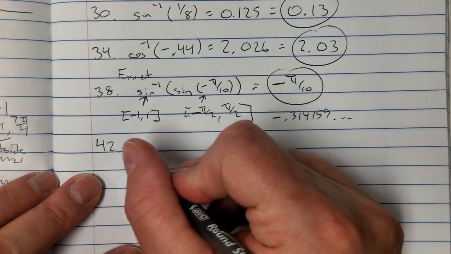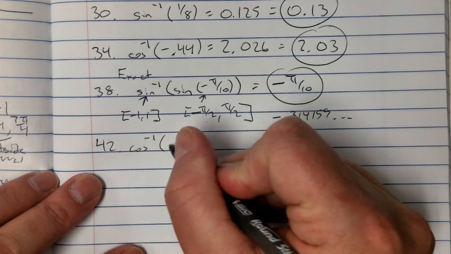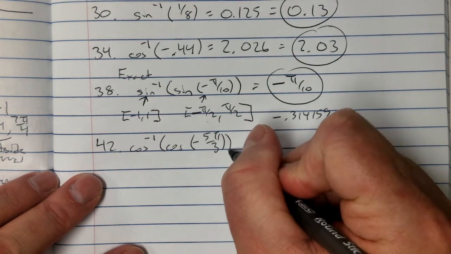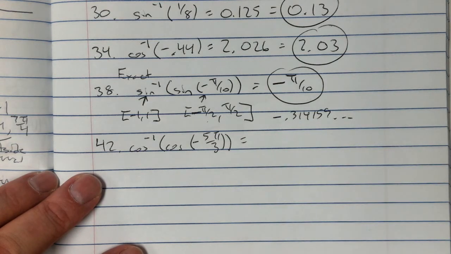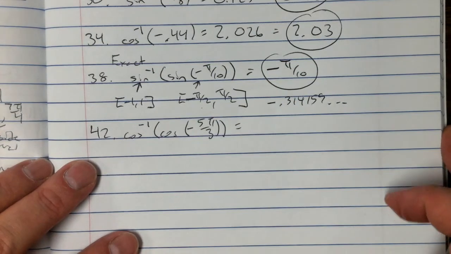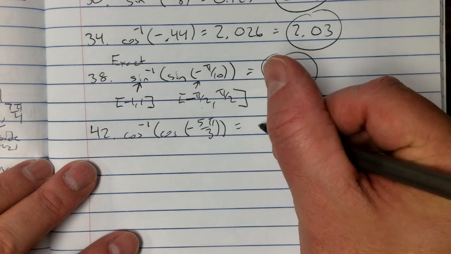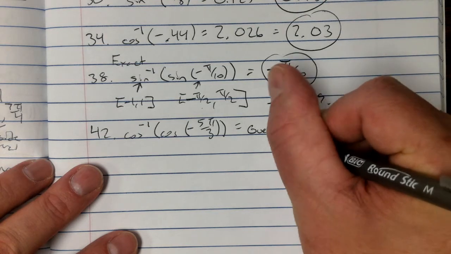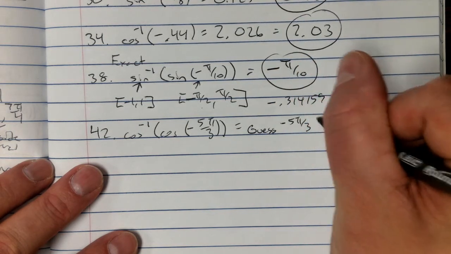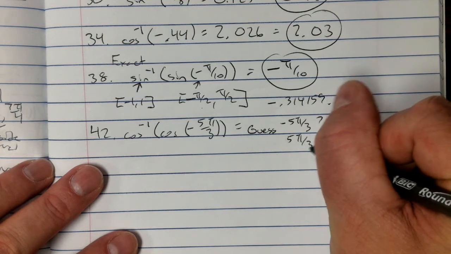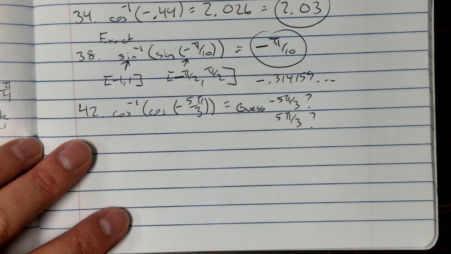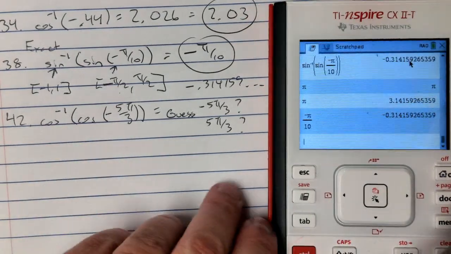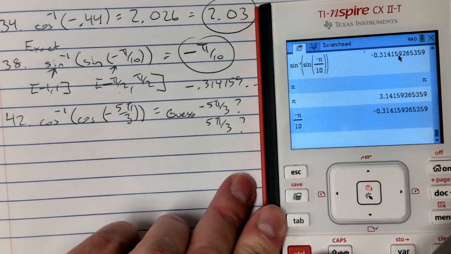Okay, 42. This one we have cosine -1 of cosine -5 pi/3. And so let me guide you through this process. Guess -5 pi/3. Guess 5 pi/3. I don't think either one is going to work for our answer.